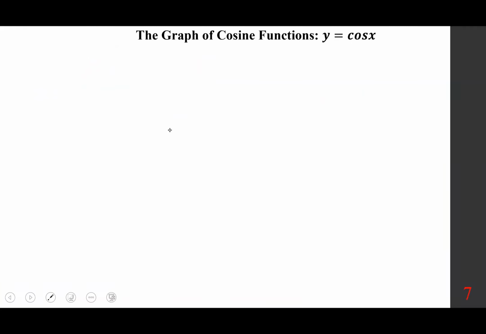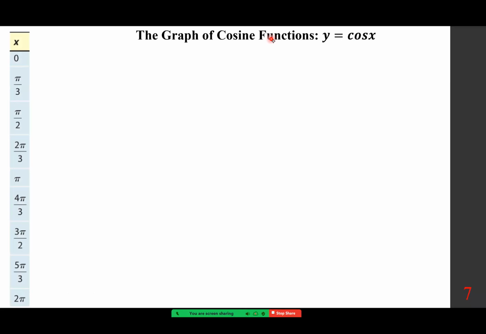What about y equals cosine x? We're going to do the same thing. We're going to go with easy common arcs, and we're going to go from 0 to 2 pi. So let's start with 0. Cosine of 0 is 1, so we have the pair 0, 1. Pi over 3 is 1/2, so we have pi over 3, 1/2. Pi over 2, remember it was 0.